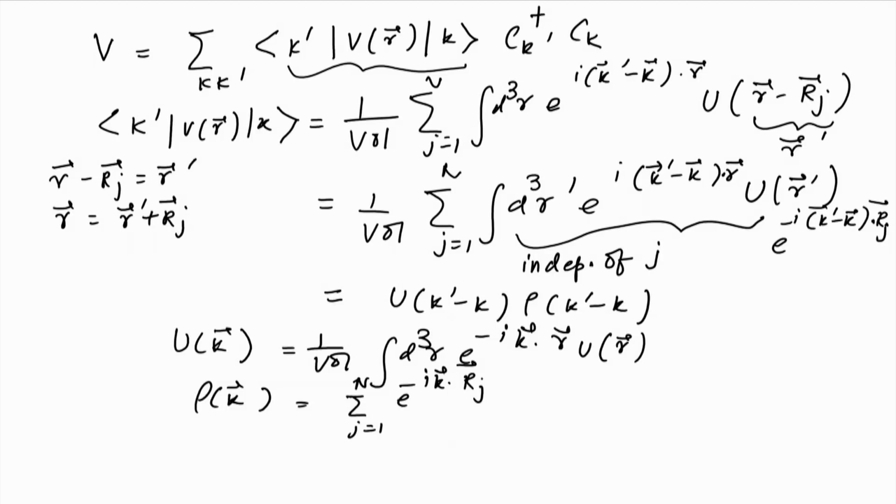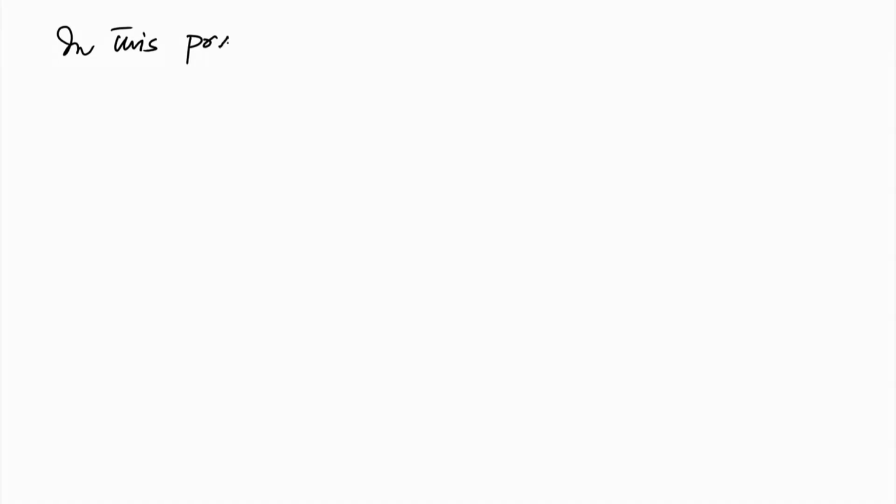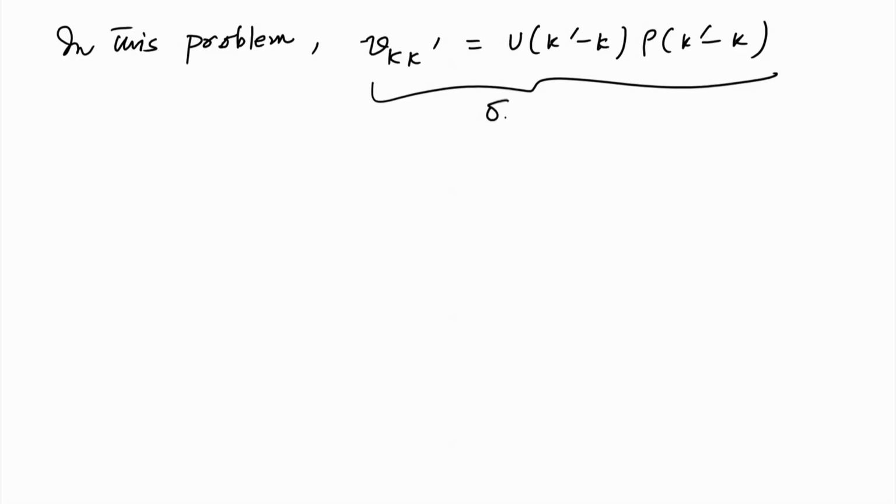So, it is clear that in this problem we have V_kk prime equal to u(k prime minus k) rho(k prime minus k), which is the off diagonal contribution.